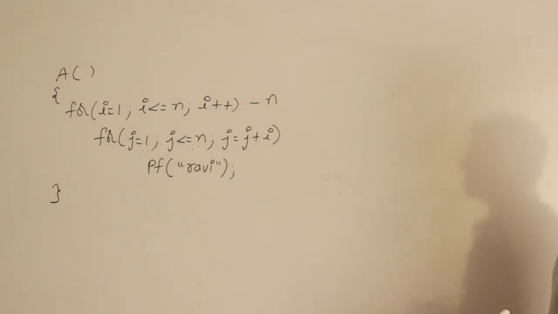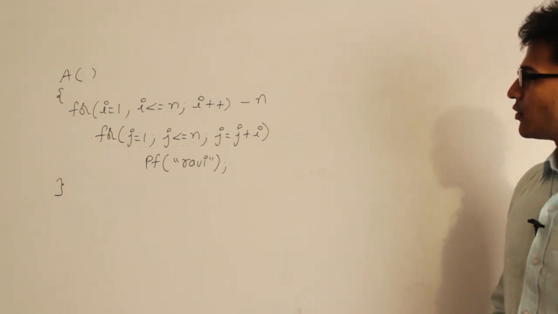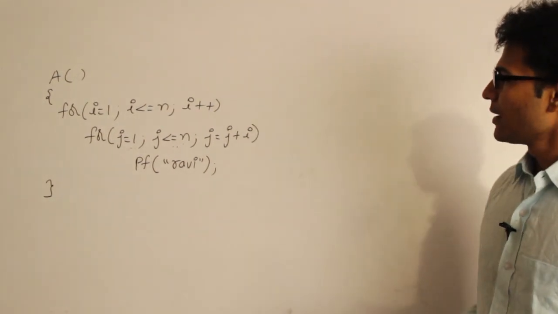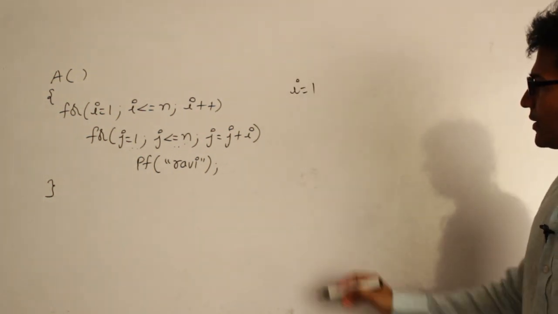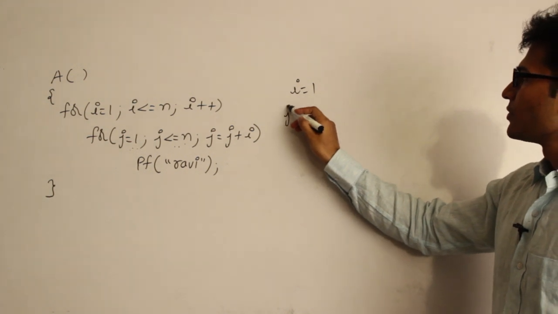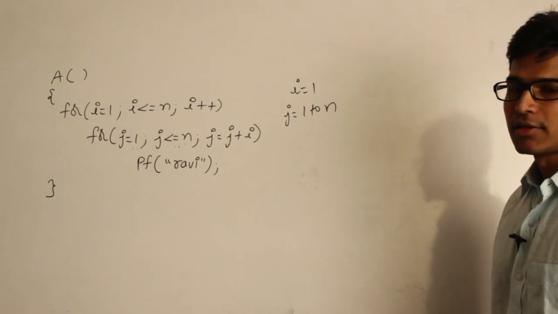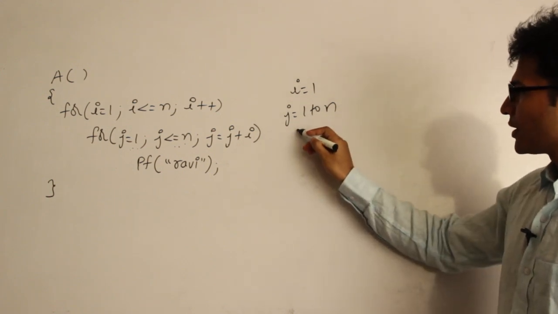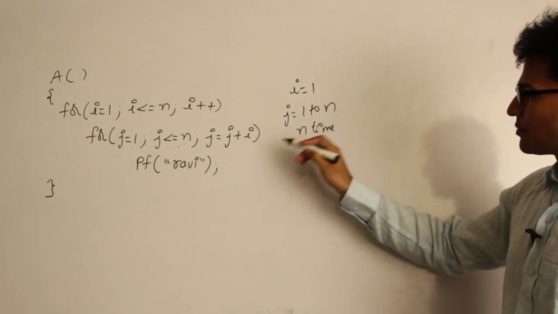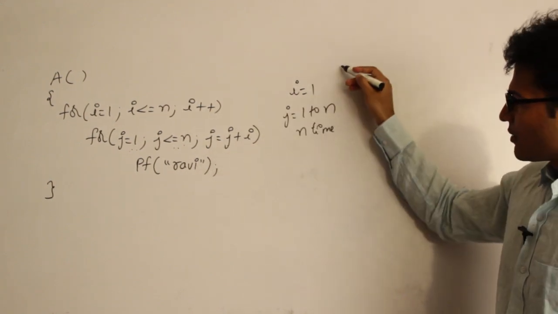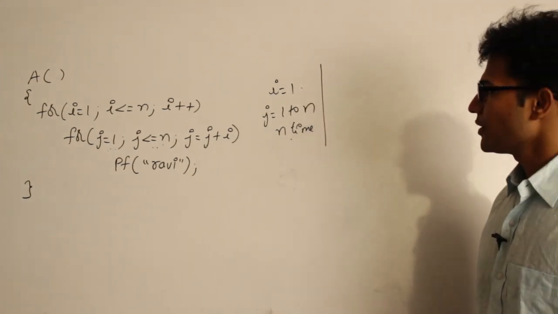Unroll means, for each value of i, how many times the internal loop will get executed. Initially when i equal to 1, j is going to get executed from 1 to n, and the steps of increment is 1. Therefore the total number of times j is getting executed is n times. Therefore the total number of times the print will be executed, for i equal to 1, is n times.